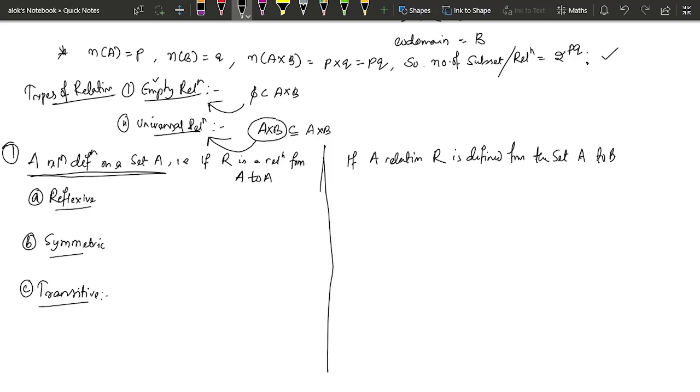So what is a reflexive relation? If the ordered pair (a, a) belongs to R for every a belonging to A, then we say the relation is reflexive.